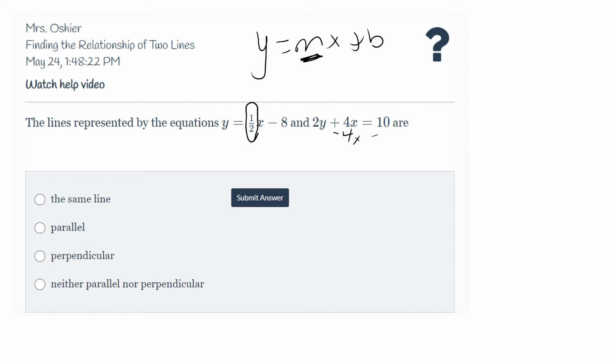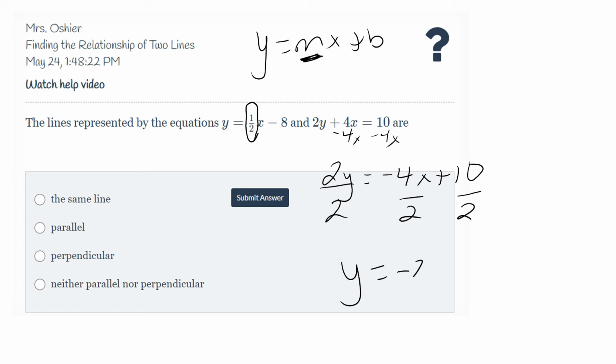So I'm going to subtract 4x from both sides. I'll get 2y is equal to negative 4x plus 10. And then I'll divide everything by 2, leaving me with y equals negative 2x plus 5. So my slope here is negative 2. So the two numbers I'm comparing are 1/2 and negative 2.